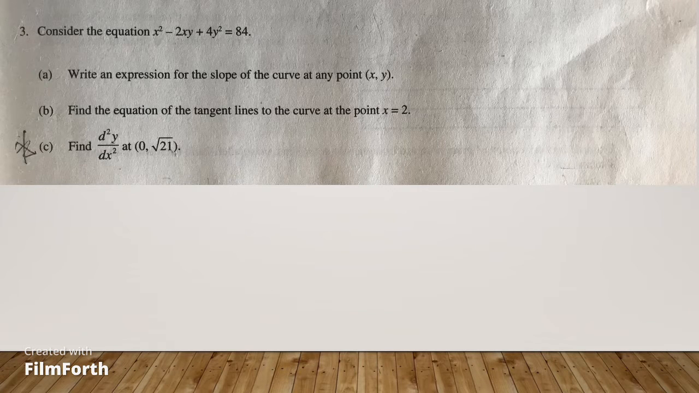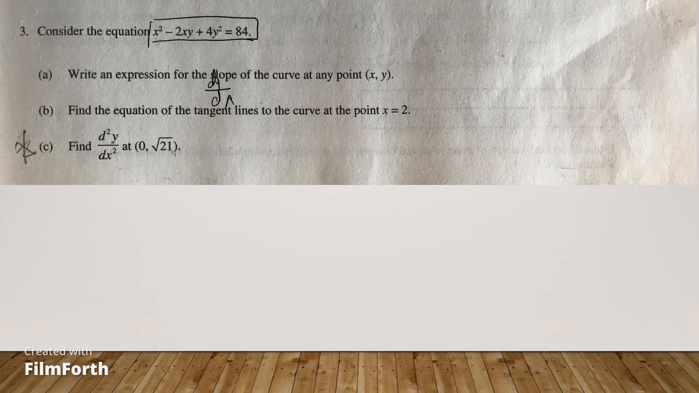Question 3. Consider the equation x squared minus 2xy plus 4y squared equals 84. So we have an implicit equation. Question A. Write an expression for the slope of the curve at any point x and y. That means we need to find the value of dy over dx. We need to find the expression of dy over dx. So we have an implicit equation here.